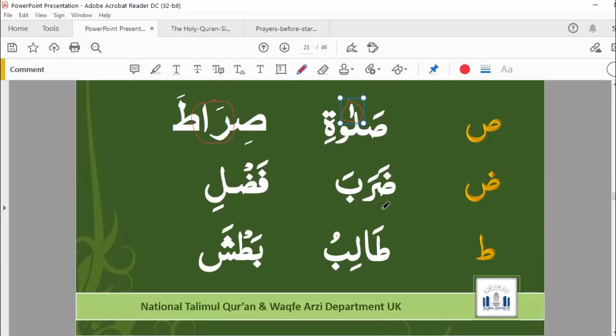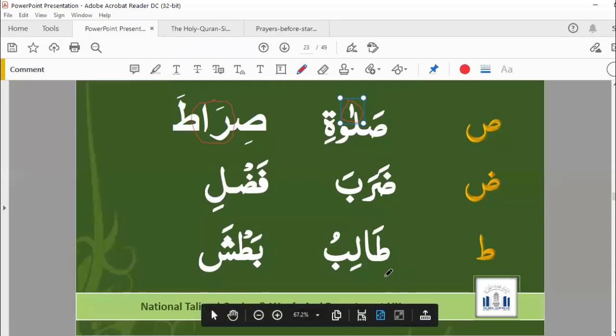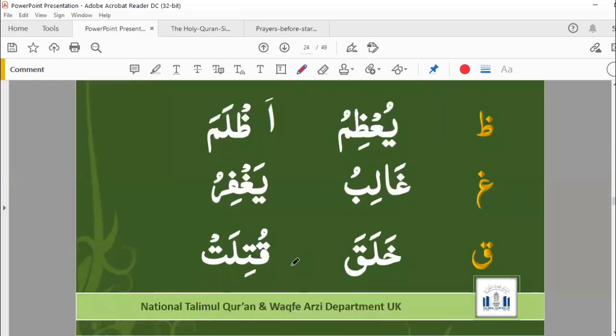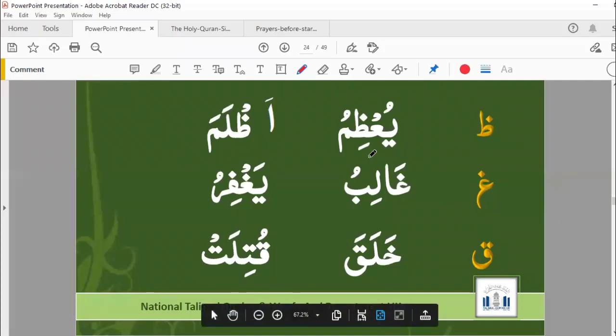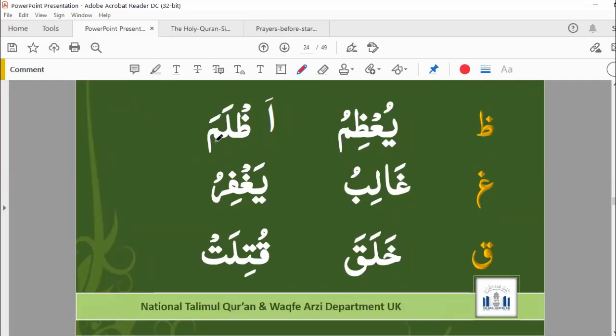Then we have Dwad. Daraba, again, Fadli, Talibu. Again, ta, which has got a huruf madda, alif. Batsha is thick. We have dha followed by ghain and qaf. Yu'zimu, adilama, not adilama, because the mim is with a short vowel and 1 second as well.